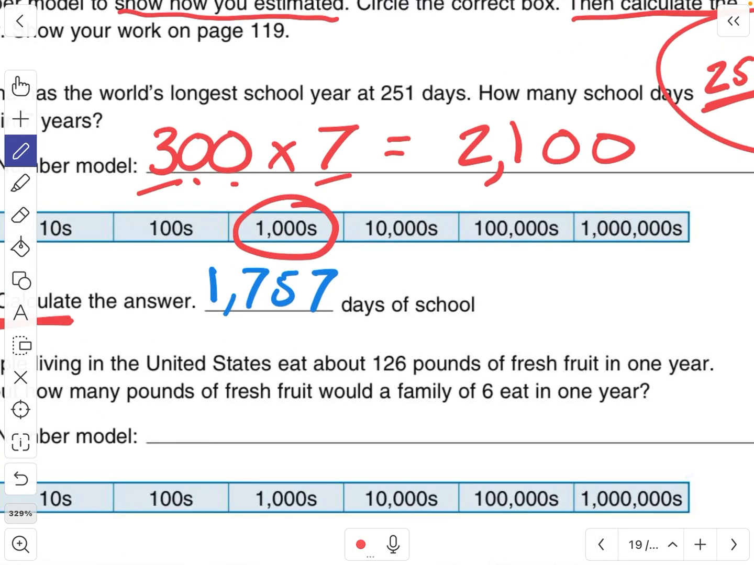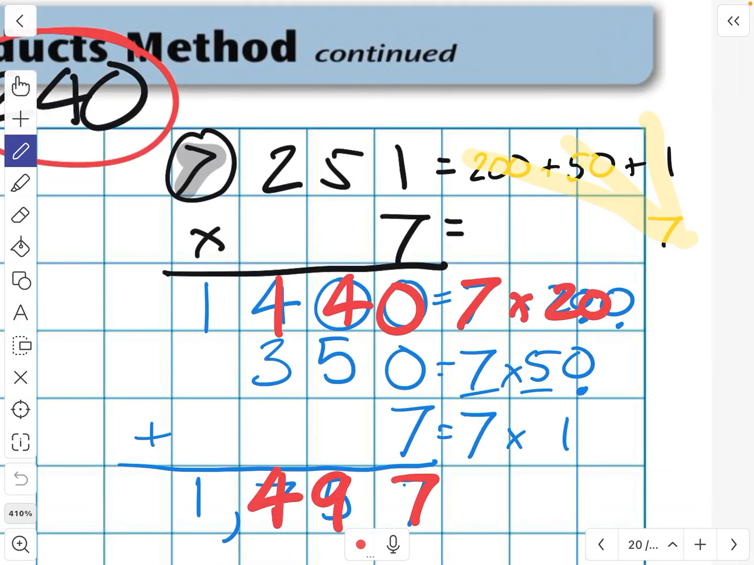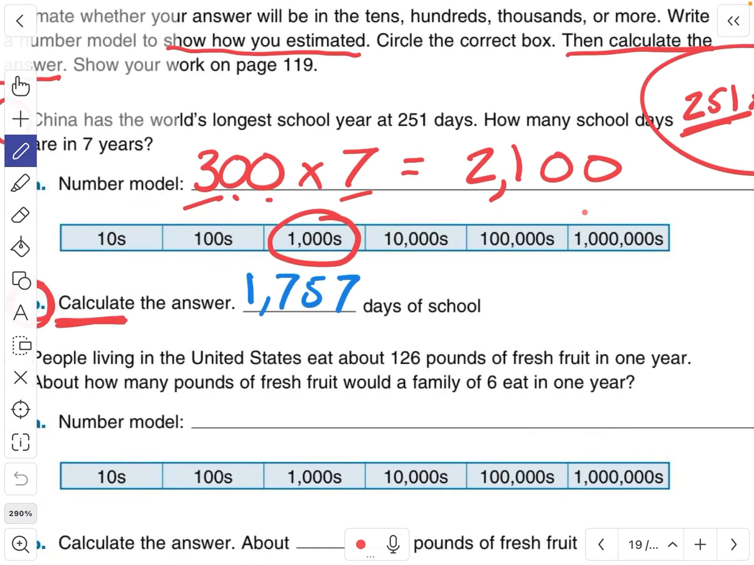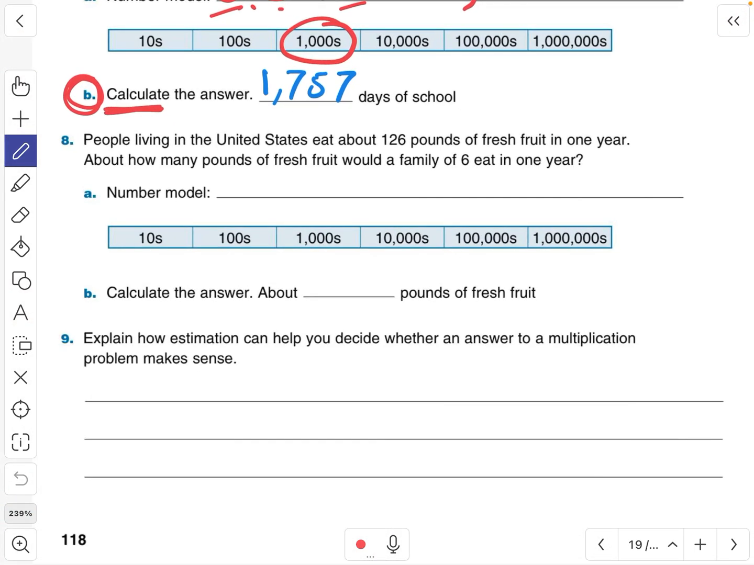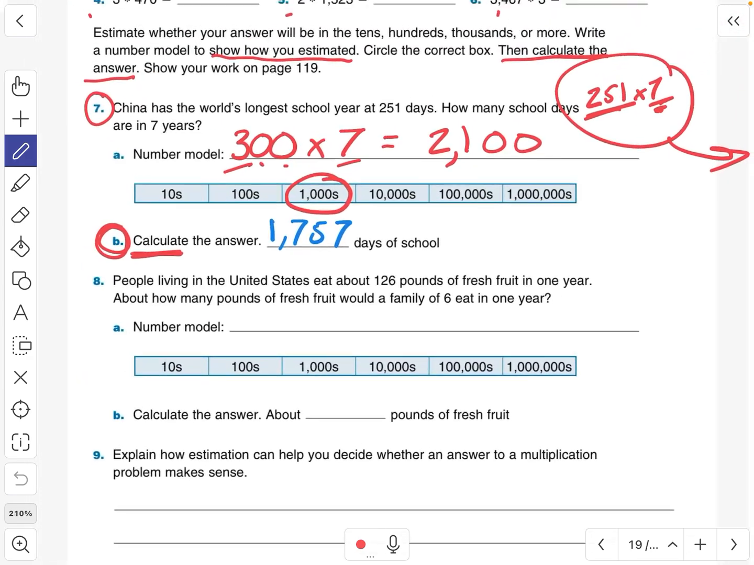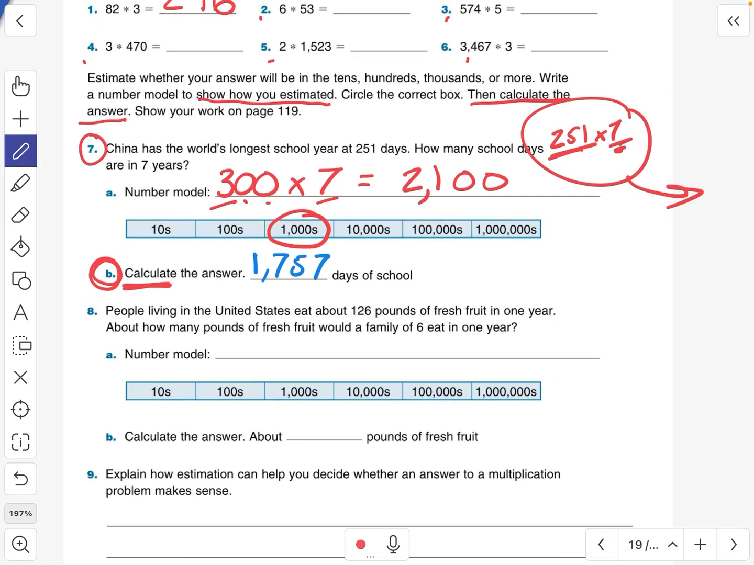Well, it seems fine, but then we look at our estimate, which is 2,100, and we'd say, whoa, I thought it was going to be in the thousands and my answer's in the hundreds. I must have made a mistake. And then you look back over and you say, oh, I did make a mistake. You look back through every step and you figure out what you did. Well, that's why we make an estimate. And that could help you answer number 9. Estimation can help see if it makes sense, because your real answer should at least be in the same place value as your estimate.